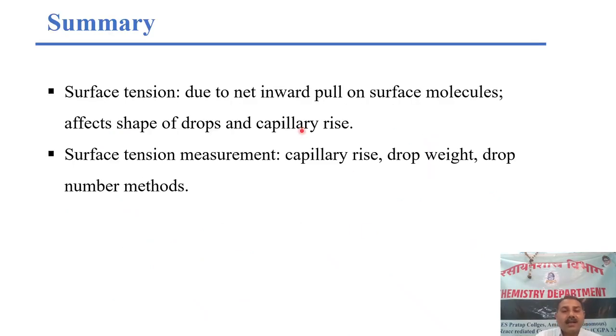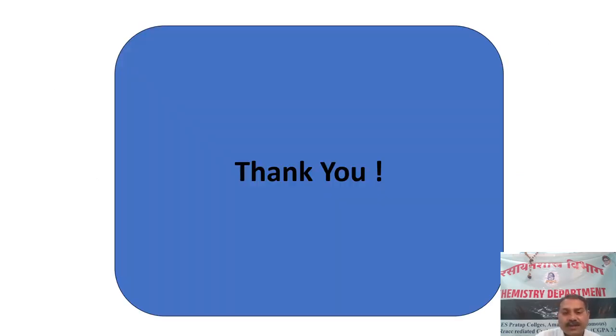Now I will summarize this topic. We have seen here surface tension. It is due to the net inward pull experienced by the surface molecules, and it affects the shape of the drop and capillary rise. For surface tension measurement, we have determined the surface tension by the capillary rise method, the drop weight method as well as the drop number method. So this is all about our topic. So we can stop here.